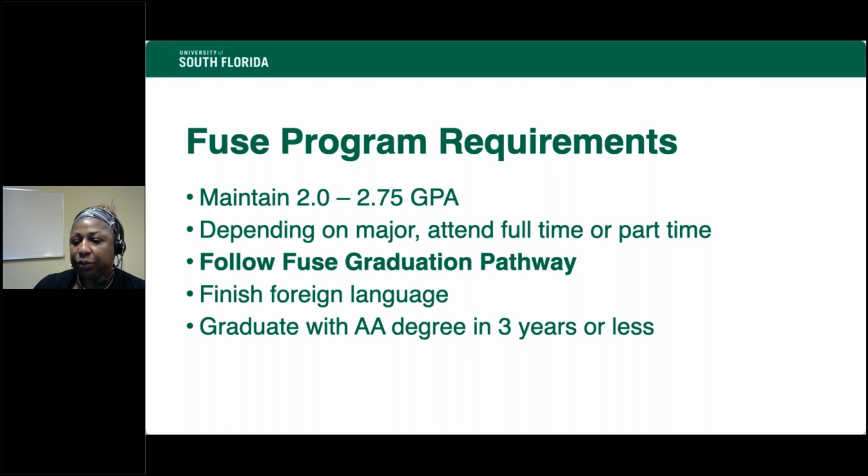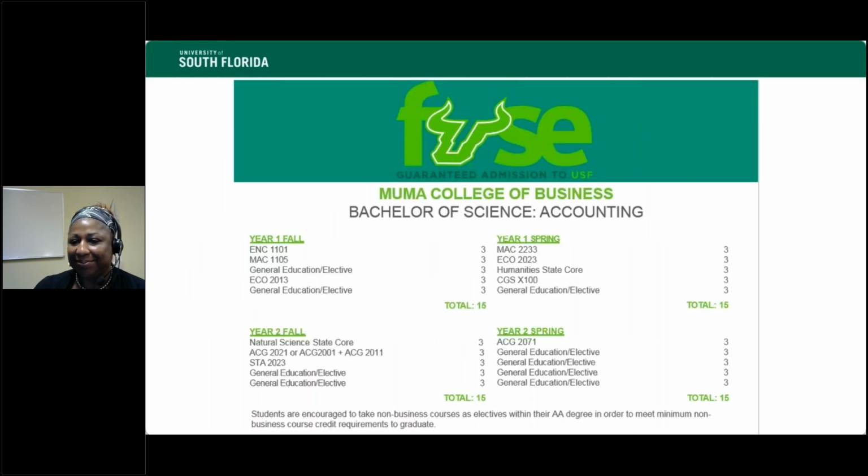I'm going to show you an example of the pathway here in just a minute on the next slide. Another requirement is that you finish a foreign language as well as graduate with your AA degree in 3 years. What that means is when you're at one of the institutions that I just shared with you, you need to complete your AA degree in 3 years or less to remain in the FUSE program.